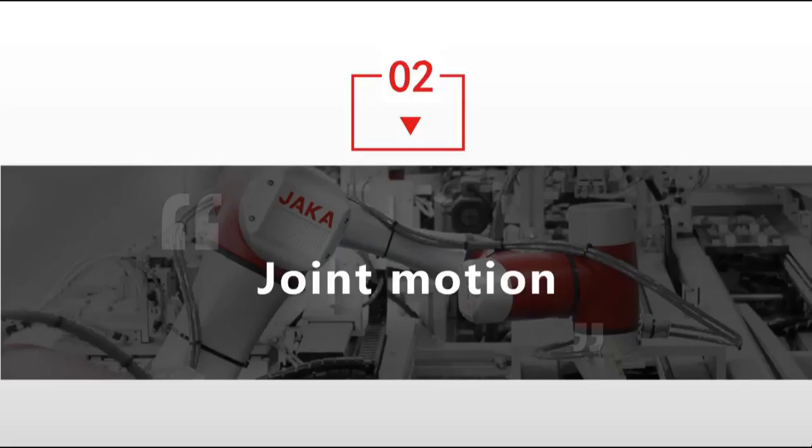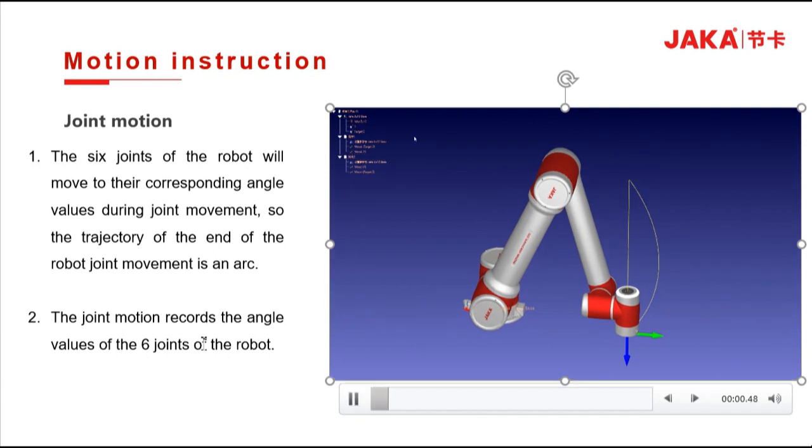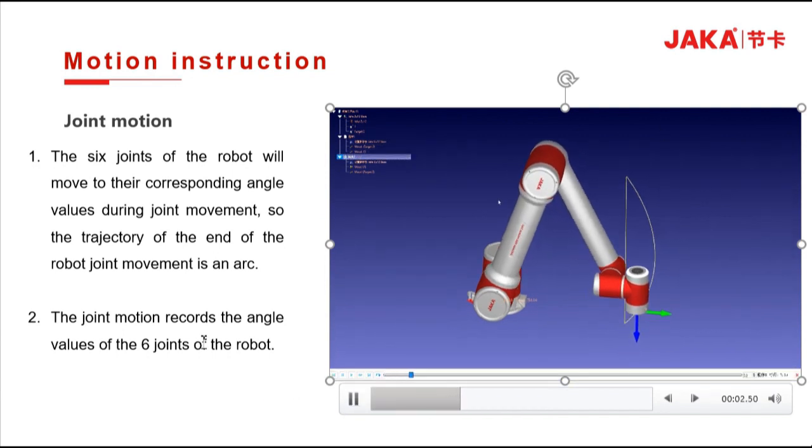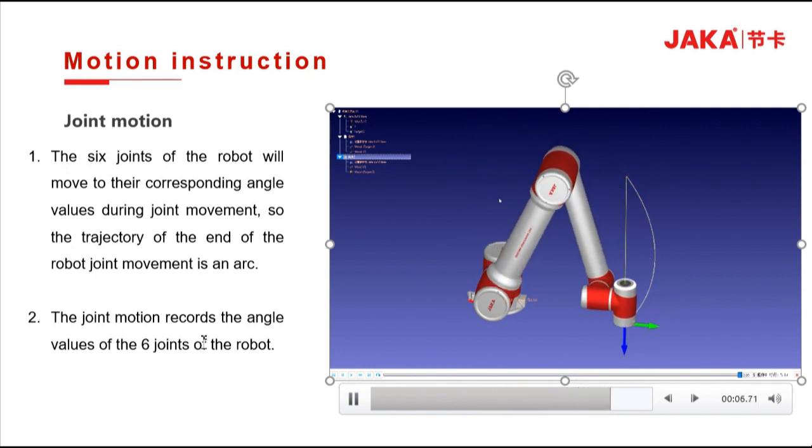Then, the joint motion instructions. As previously, let's look at the trajectory of the robot's hand in the simulation software. We can see in the video that when the robot moves through joints, the trajectory of the hand tool is an arc. This is the first characteristic of joint motion. Second, our joint motion records the angles of the 6 joints.